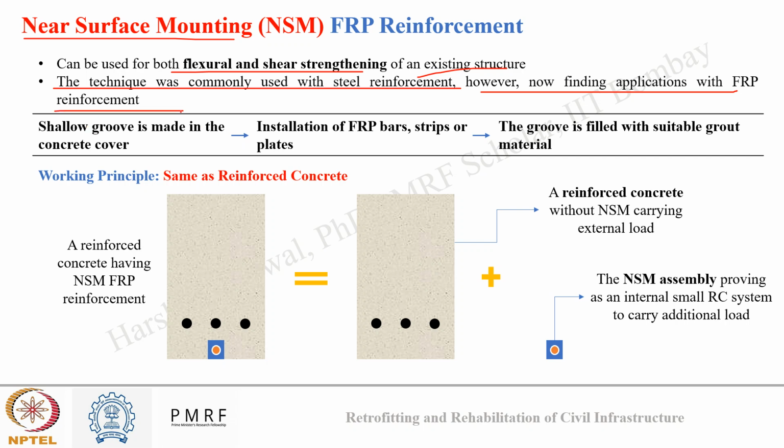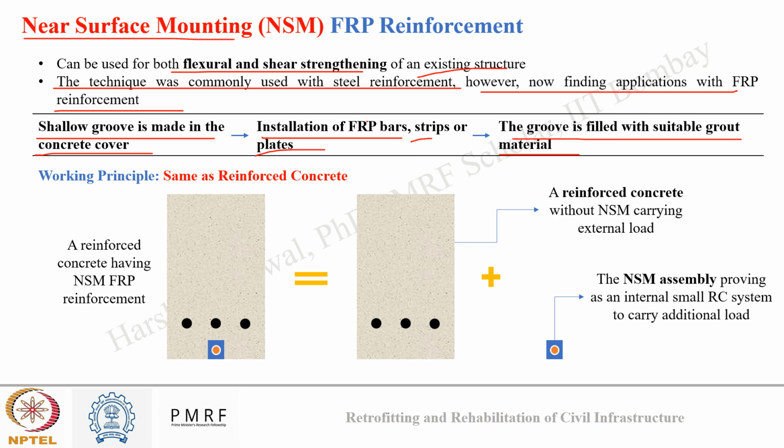So, how is this near surface mounting executed? First, a shallow groove is made into the concrete cover. Then FRP bars or strips or plates are installed into those grooves, and the grooves are then filled with a suitable grout material. It is the same process we saw in the steel reinforcement when we talked about near surface mounting.